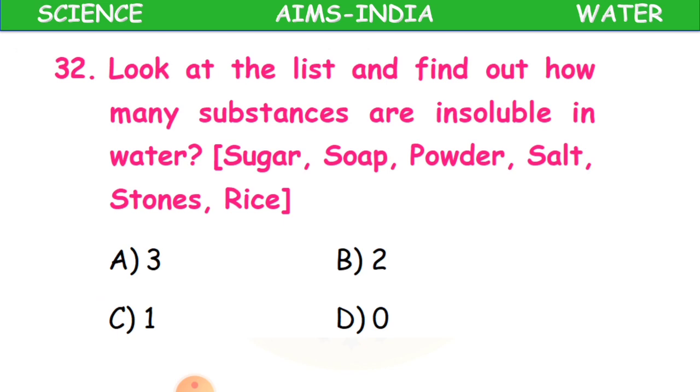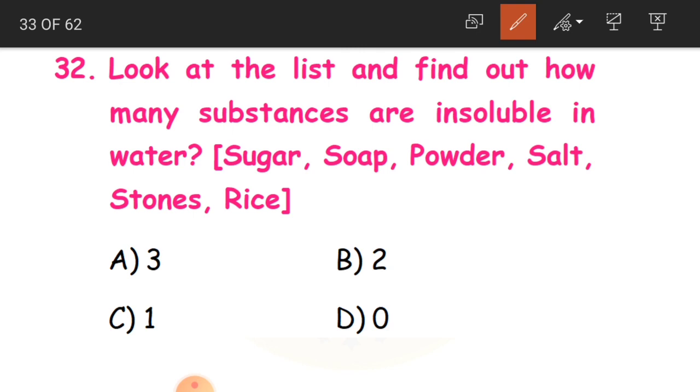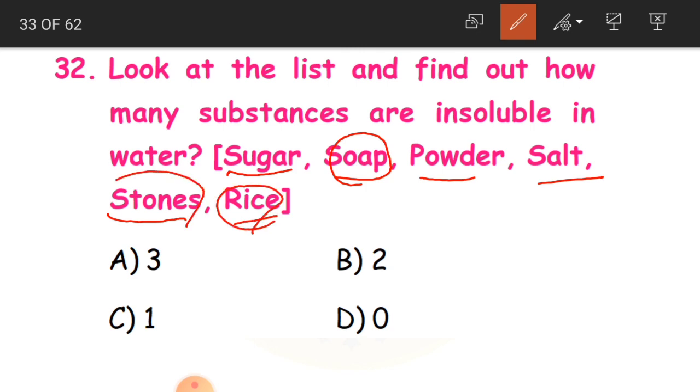Now the 32nd question. Look at the list and find out how many substances are insoluble in water. Insoluble in water, which are not soluble. How many substances? Whether 3, 2, 1 or 0. So children, see here. Sugar is soluble. Soap is insoluble. Powder is soluble. Salt is soluble. Stones and rice are insoluble. So I am just circling them. How many did we get? We got 3. So that is why option A is the correct answer.